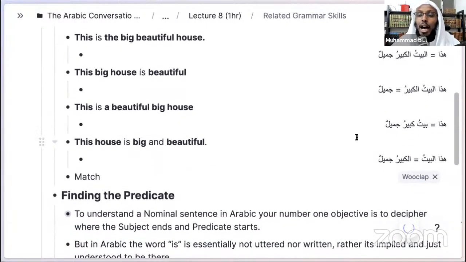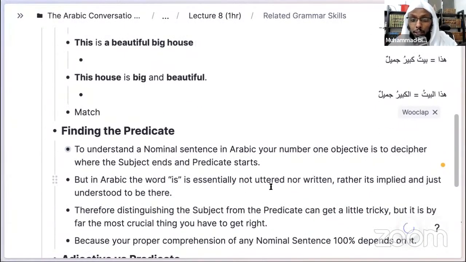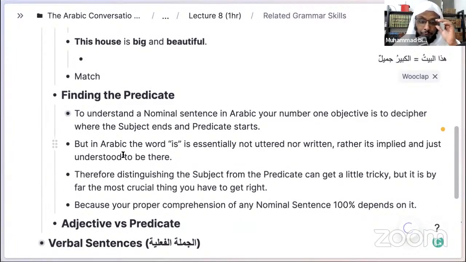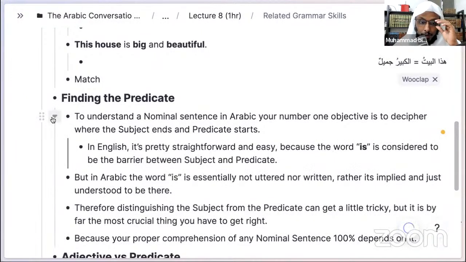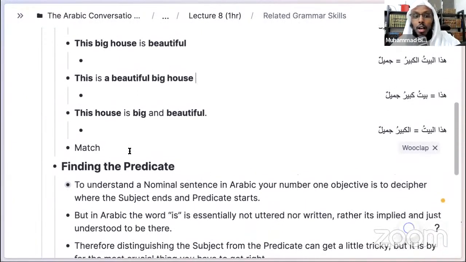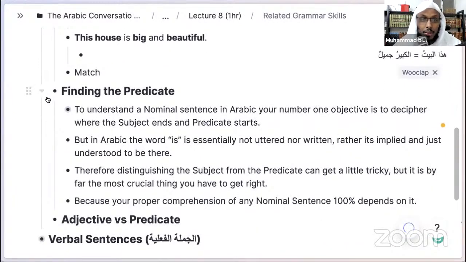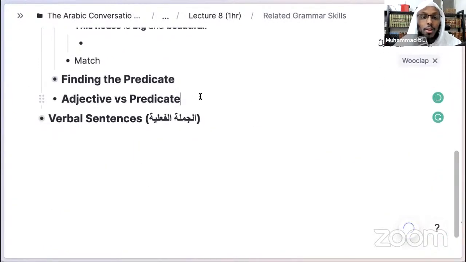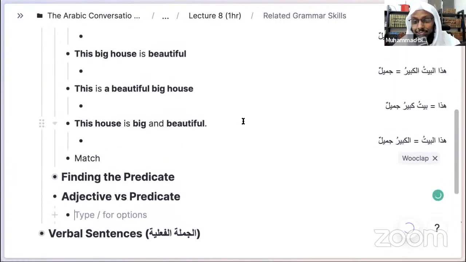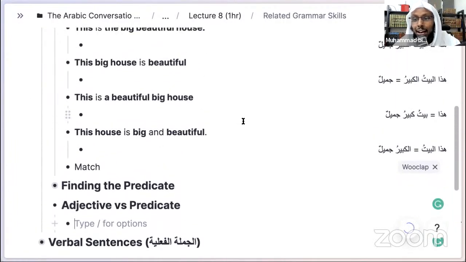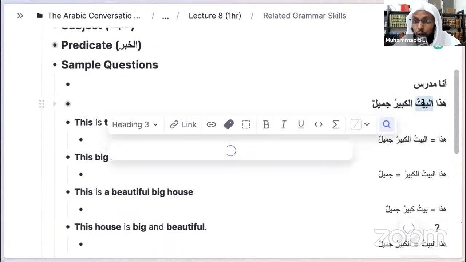So how do I know where to put the barrier? That's what I'm going to teach you today. Okay. All right. Should I tell you? Okay, here goes. Bismillah. It all has to do with adjective versus predicate. That's what it's got to do with. In other words, how do we know if this word is an adjective or a predicate?